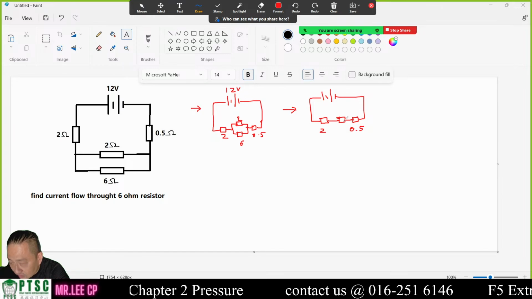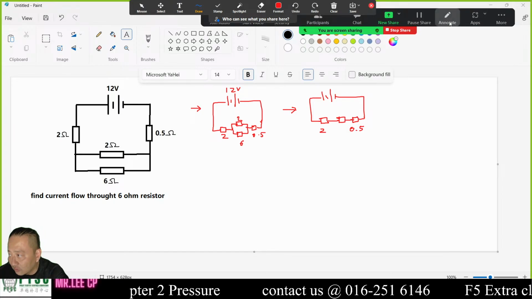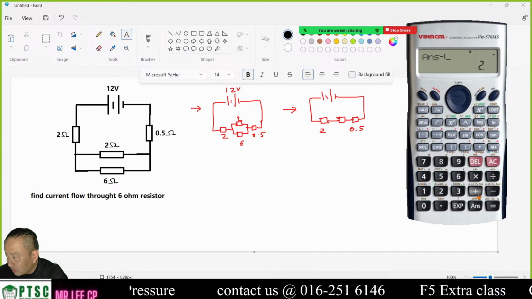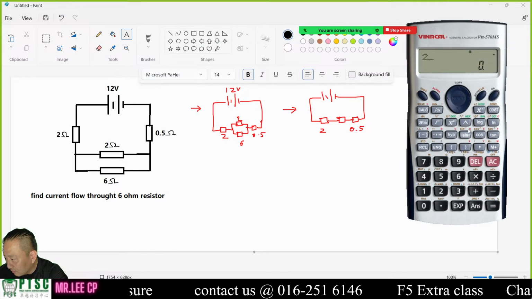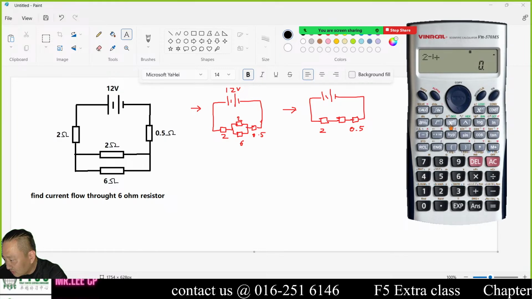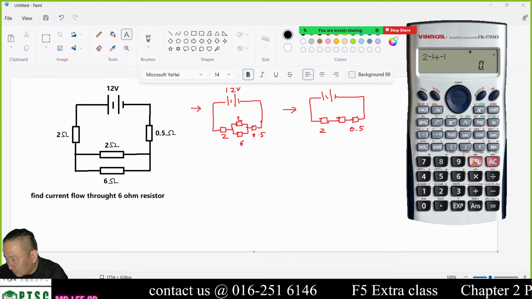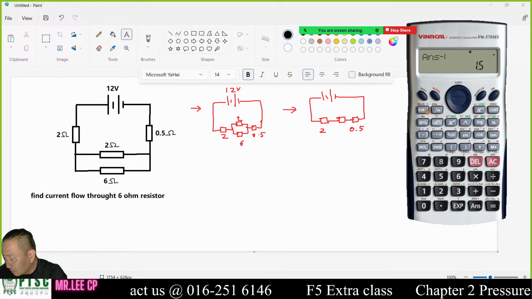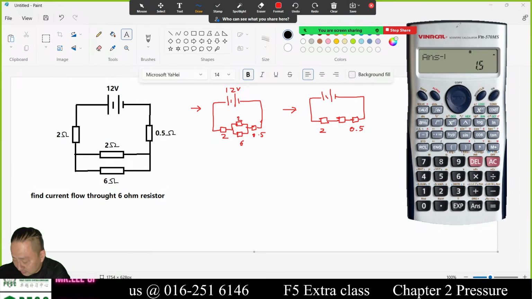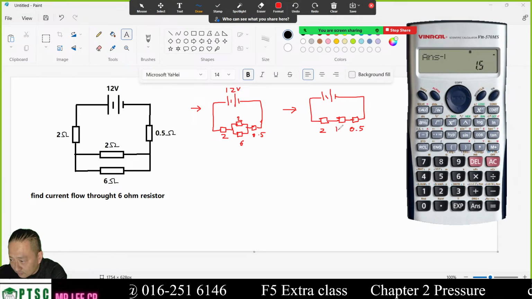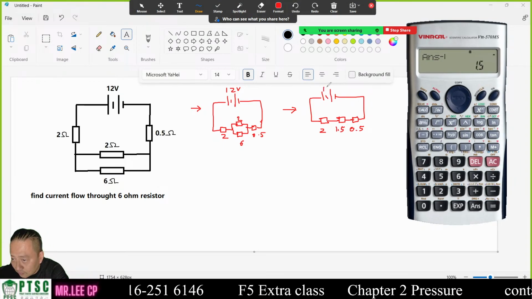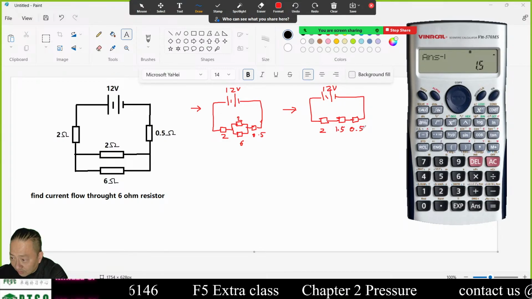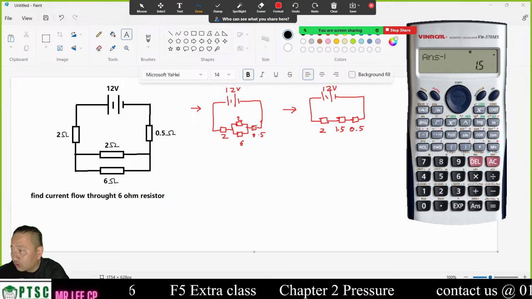For the parallel part you need to find 2 inverse plus 6 inverse, equal to the inverse of the resistance. You get 1.5 here. Then 1.5 plus 0.5 is 2. 2 plus 2 is 4. So altogether it is 4.